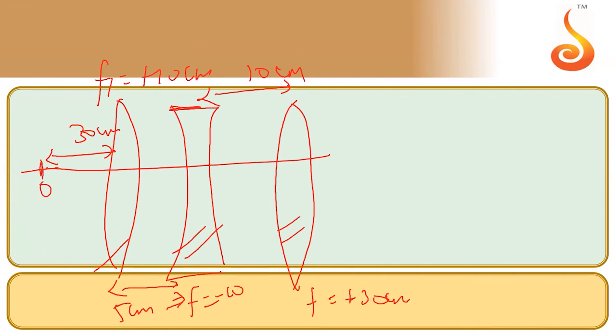So let's start with the first lens. What is the lens formula? 1 by v minus 1 by u, u is minus 30 coming from sign convention, is equal to 1 divided by plus 10. First answer, v1 value, quick friends.